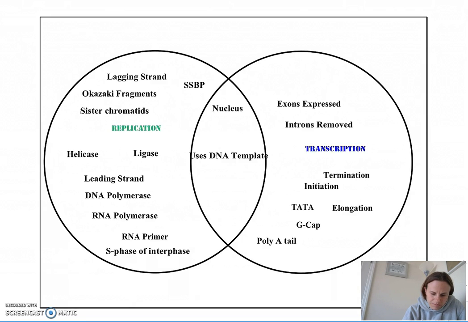Within DNA replication, we know that helicase is going to unwind our DNA strand. Now, before that DNA strand can even be unwound, we know that replication occurs during the S phase of interphase. We also know that replication involves the separation of sister chromatids. Okay, so helicase is what unwinds the DNA.